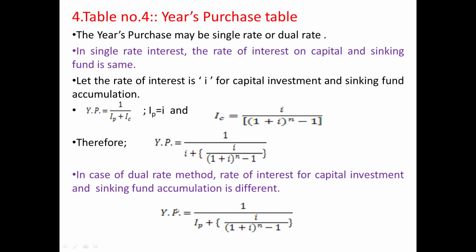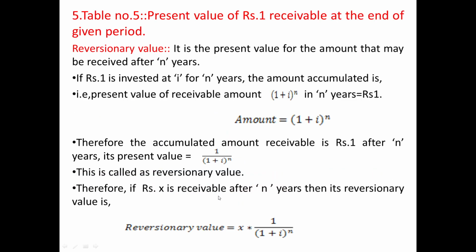It is possible that the rate of interest for capital investment may be different from the rate of interest for sinking fund accumulation. Then you can use this term: YP equals 1 upon IP plus I upon ((1 plus I) to the power n minus 1). This is called the dual rate method for years purchase.